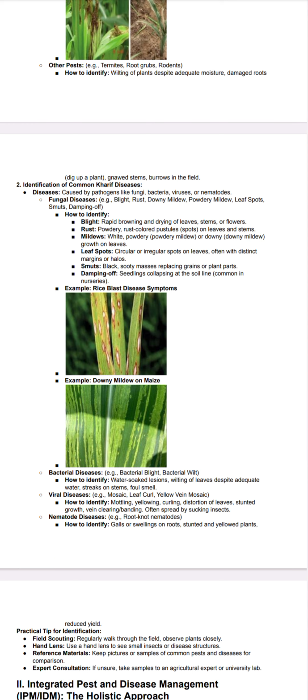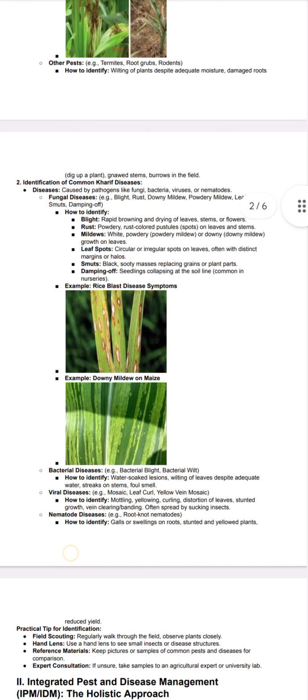Blight. When blight appears on the leaves, rapid browning and drying of leaves is the symptom, and it affects the stems and flowers also. Sometimes blight occurs in severe stages. Rust: to identify rust, look for powdery, rust colored pustules, nothing but spots, on leaves and stems.